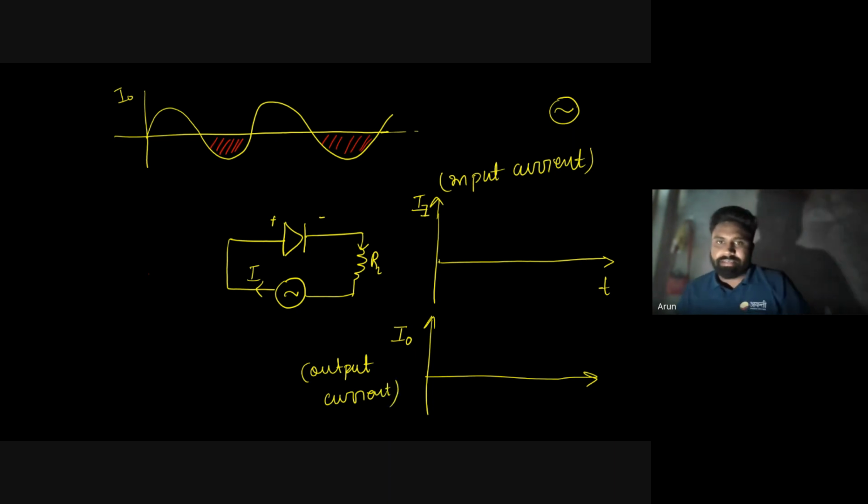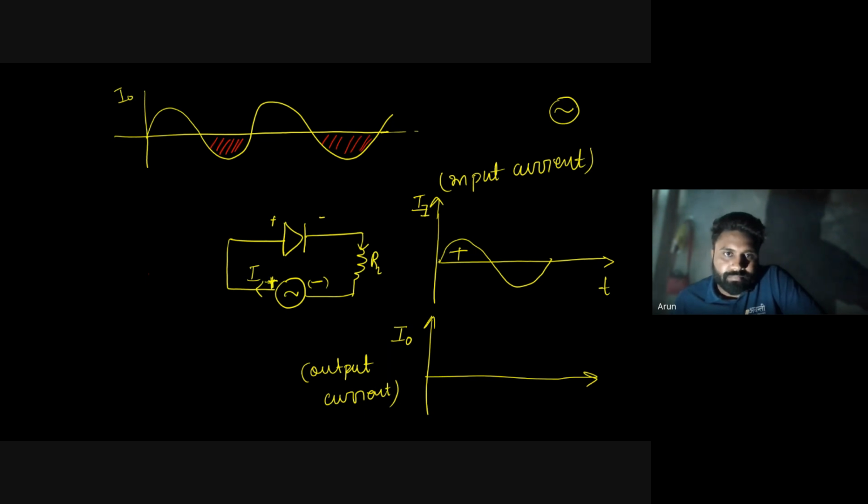Now this source is sending these pulses like this. For this positive value, this point behaves as the positive side and this point behaves as the negative side, for the positive value of current. So the positive terminal is connected to the positive end of the diode, and the negative terminal is connected to the negative end of the diode. So the diode will be forward biased. This is the condition for forward bias, so the diode will allow this current.